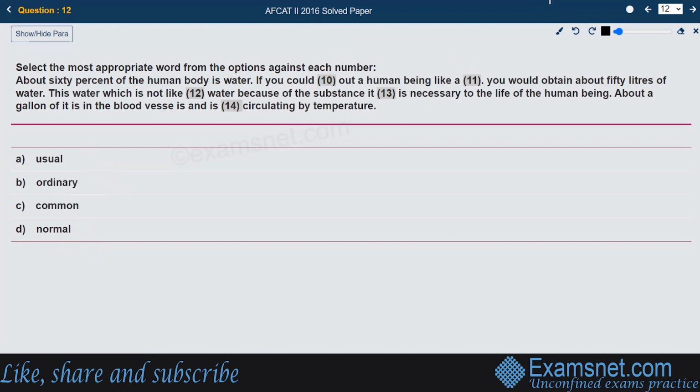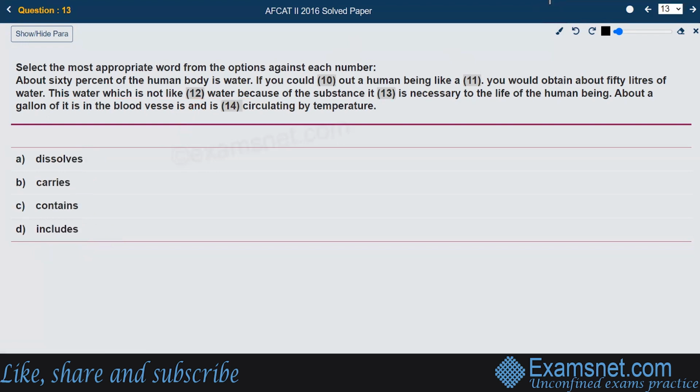Next. Now we have to fill in the number 12. What was the sentence? This water which is not like dash water. So a characteristic of the water is given: the water which is not like ordinary, common, normal water. The general term for the water that is being used is the word normal. Usual, ordinary, common cannot be referred to water generally. So the right answer is option D, normal.